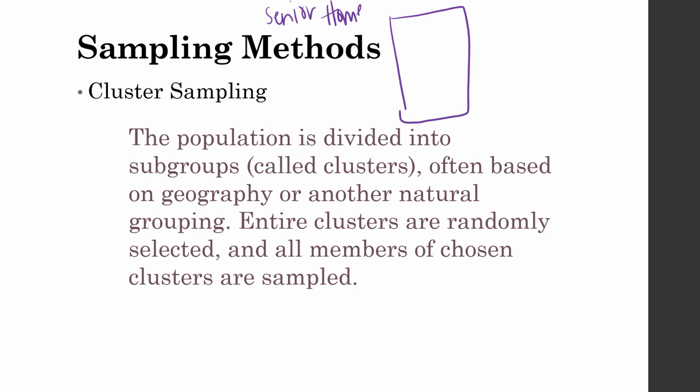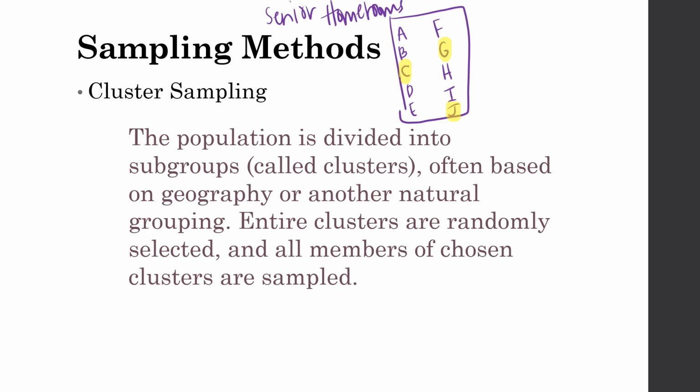Senior homerooms. We've got those 10 homerooms, A, B, C, D, E, F, G, H, I, J. Now last time when I was doing stratified sampling, I walked by and went to every single homeroom. With cluster sampling, I'm going to randomly select Mr. C, Mrs. G, and Mr. J.